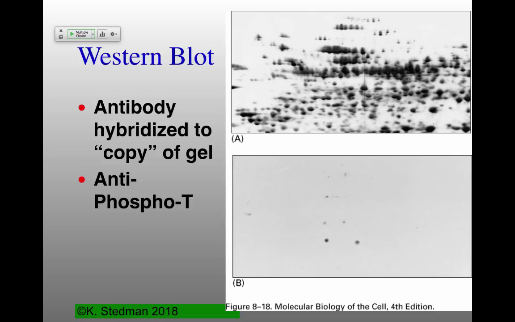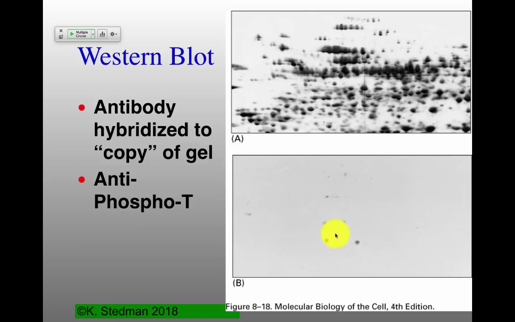And in this case, it's an antibody which specifically recognizes phosphotyrosine. So, phosphothreonine in this case, sorry. You have to remember my single letter code. So an antibody to phosphothreonine has all of these few dots here, and these correspond to some of the dots that were in this two-dimensional gel up here.